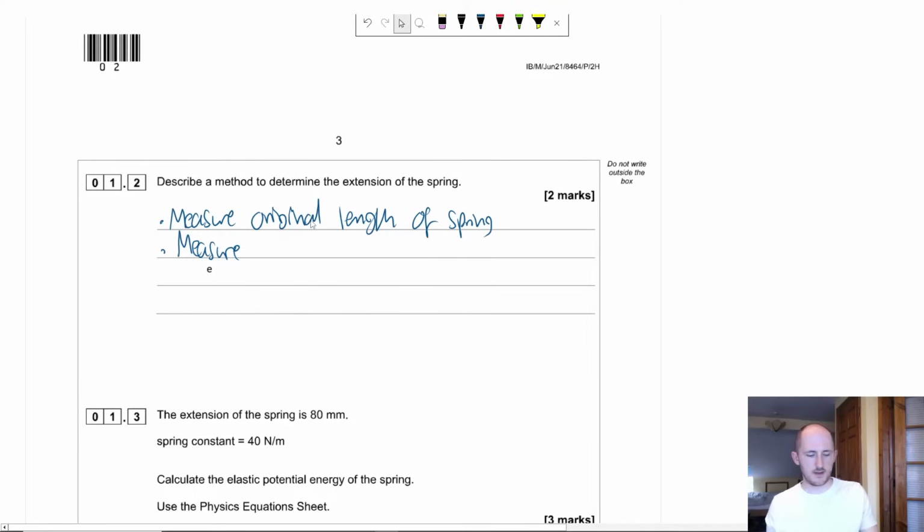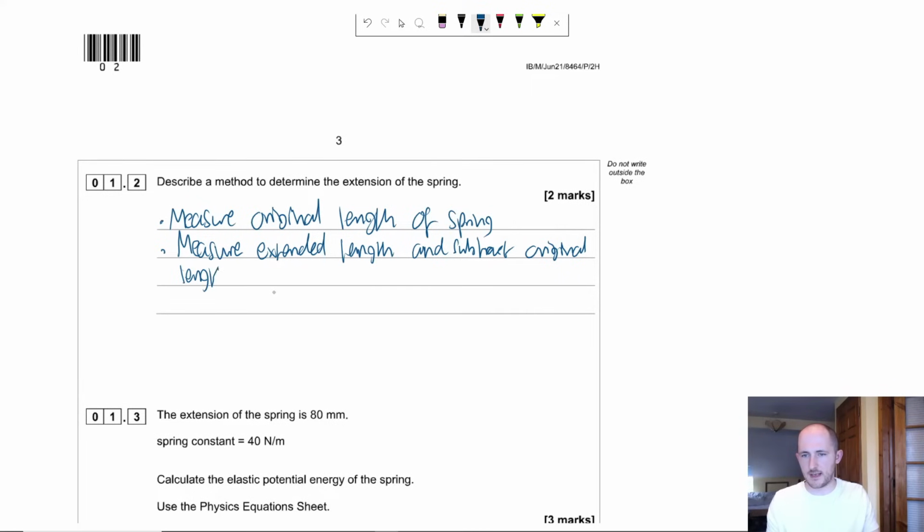Measure, I don't know why, but there's like an E button on my graphical pencil. I really don't know why. But anyways, measure the extended length, and subtract original length, to get extension.